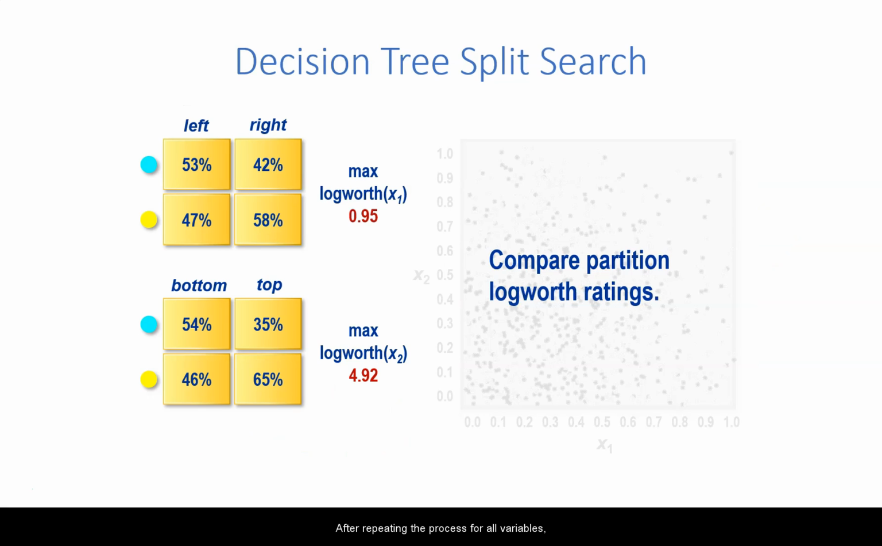After repeating the process for all variables, in our case, both x1 and x2, we now compare the log-worth values of the best splits from all variables. As you can see, the log-worth for the split on x2 equal to 0.63 is greater than the log-worth for the split on x1 equal to 0.52. Therefore, the split search algorithm selects x2 equal to 0.63 as the best split among all candidate splits.